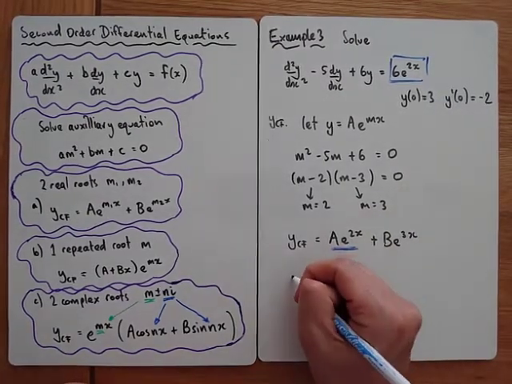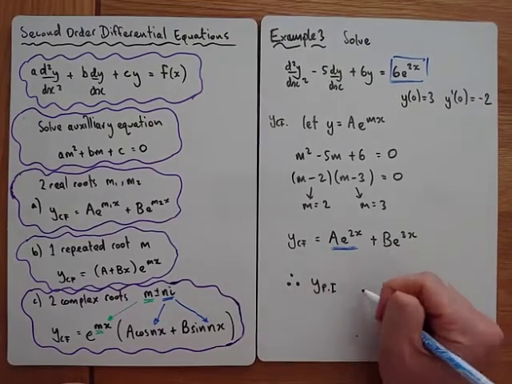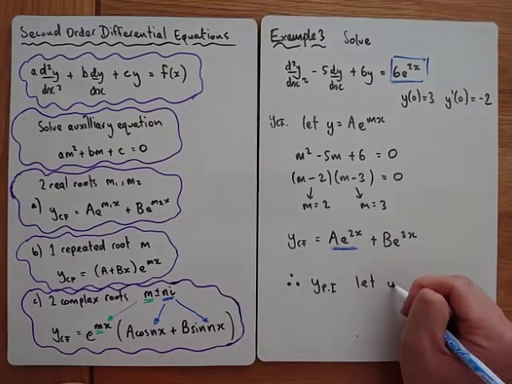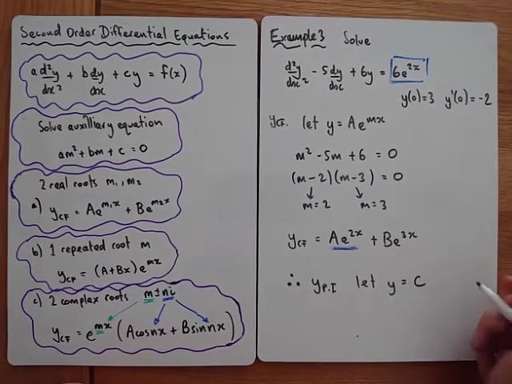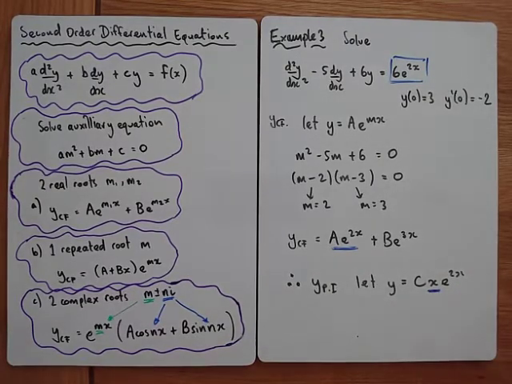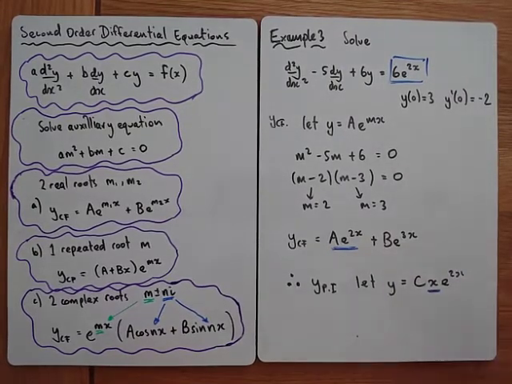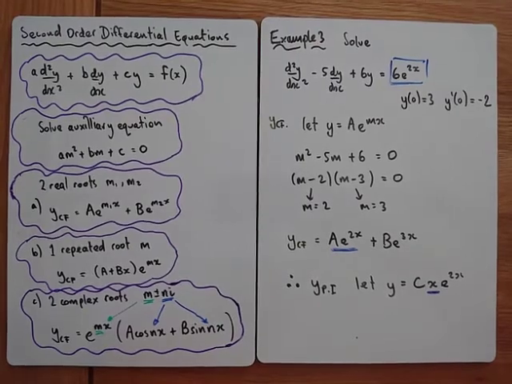So in this case, for the particular integral, I'm going to have to let y equal c x e to the 2x. Because we already have e to the 2x in the complementary function, you multiply the function by x. You're then going to need to differentiate this twice, substitute it in, and let's see what we get.